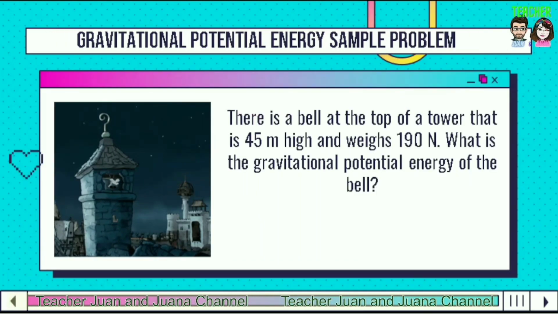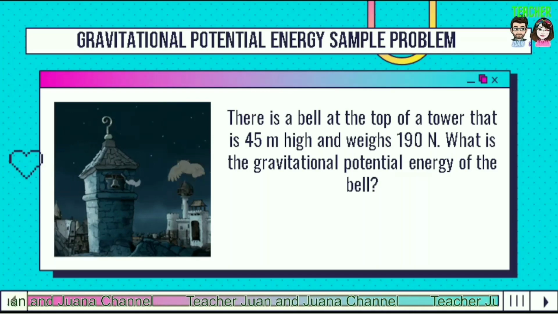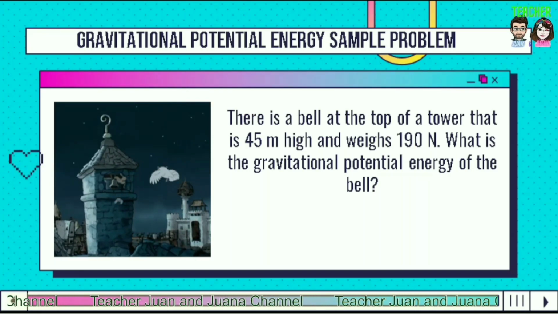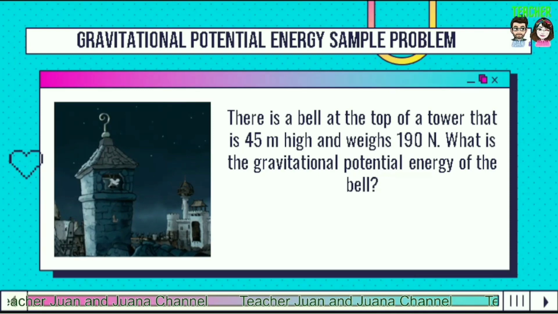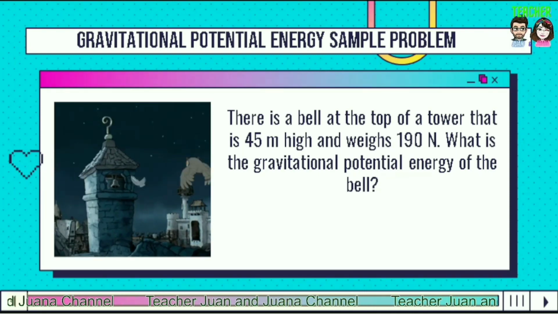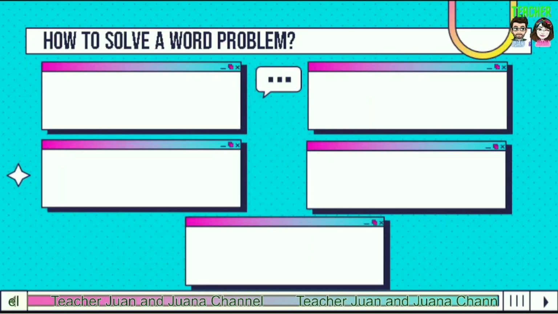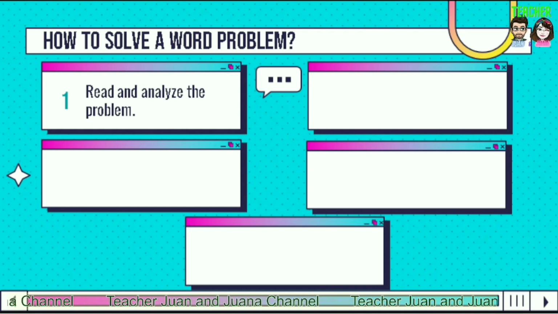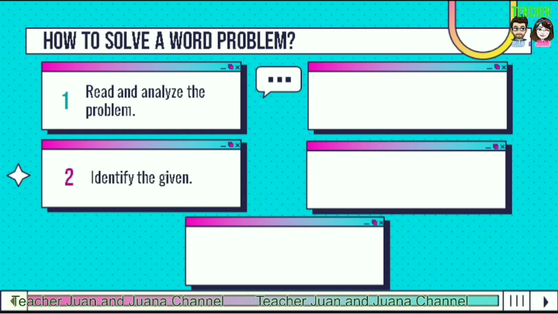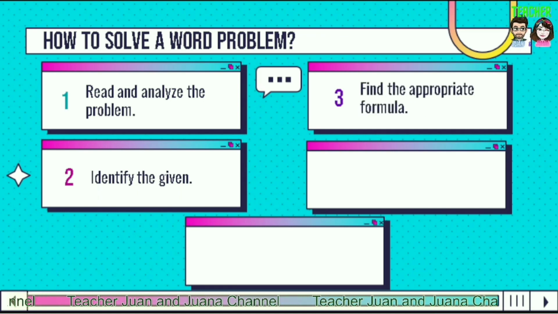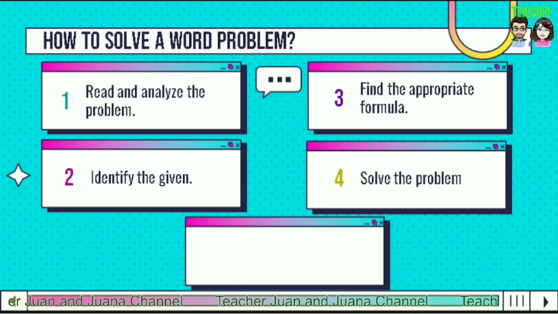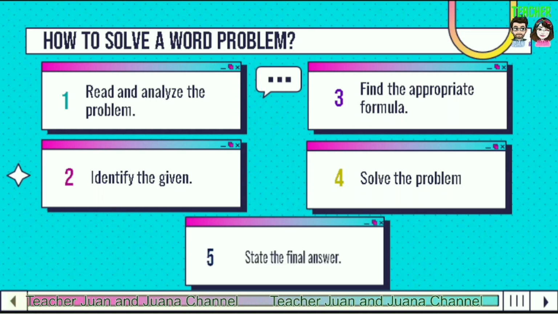Let us have a sample word problem about gravitational potential energy. There is a bell at the top of a tower that is 45 meters high and weighs 190 newtons. What is the gravitational potential energy of the bell? To answer this word problem, let us have the steps on how to solve a word problem. First, read and analyze the problem. Second, identify the given with their corresponding unit. Third, find the appropriate formula or equation. Fourth, solve the problem by substituting the given value to the formula or equation. And fifth, state the final answer with correct unit.